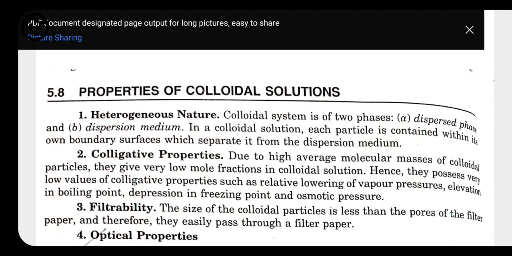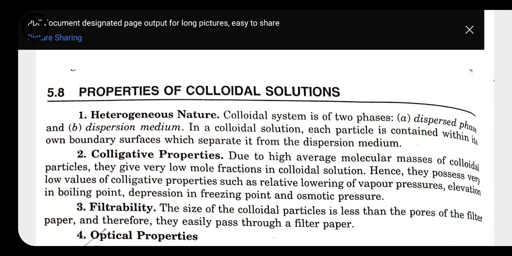We know that in colloidal solution, all the properties are based on the size of the particles present in the colloids. Actually, colloid is a state, it is not a substance. That's why it depends on the size of the particle whether it is soluble or not. Examples of colloidal solution are blood and milk. These are examples of colloids.